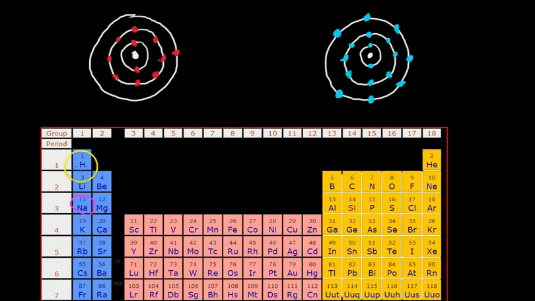And it just so happens that every one of these elements in this column also have only 1 in the outer shell. So if you look at the group number tells you the number of valence electrons. So hydrogen, lithium, sodium, potassium, and cesium, I forget the name of the other two. All right, so 1 in the outer shell.